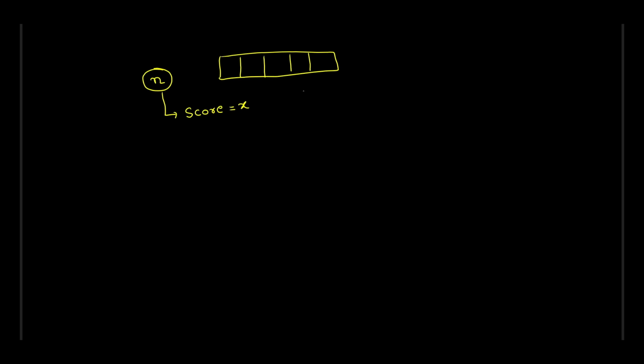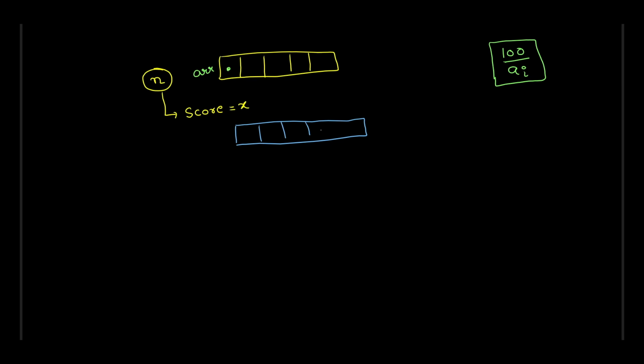So you can see that this 100 upon ai will be fixed for a particular fixed AI. So instead of dealing with this fraction that might confuse us, why don't we just create an array, and let's call this the P array, which is the partial score of a problem. And this is the array that denotes the number of subtasks of a problem.